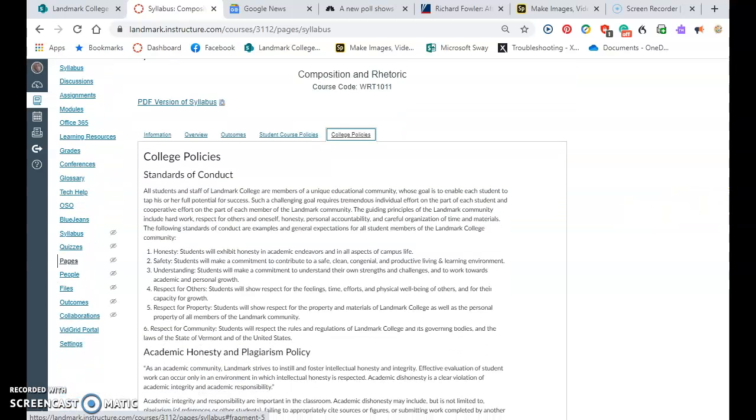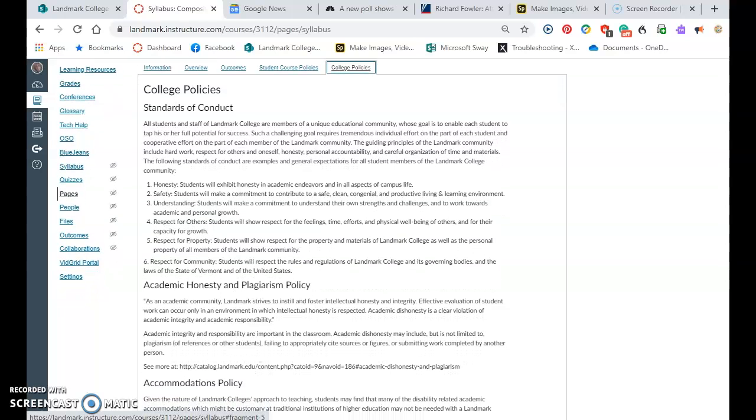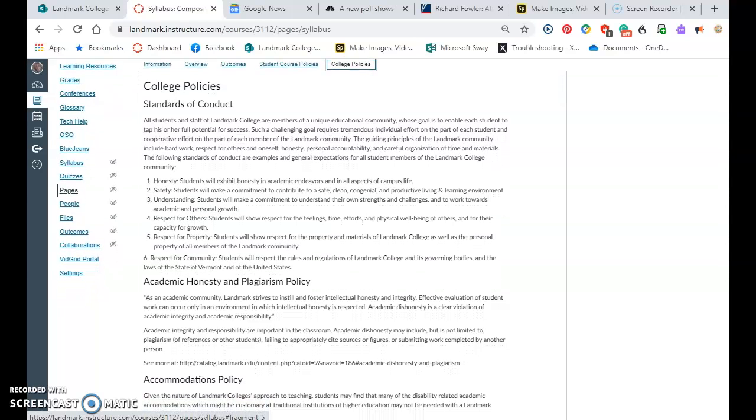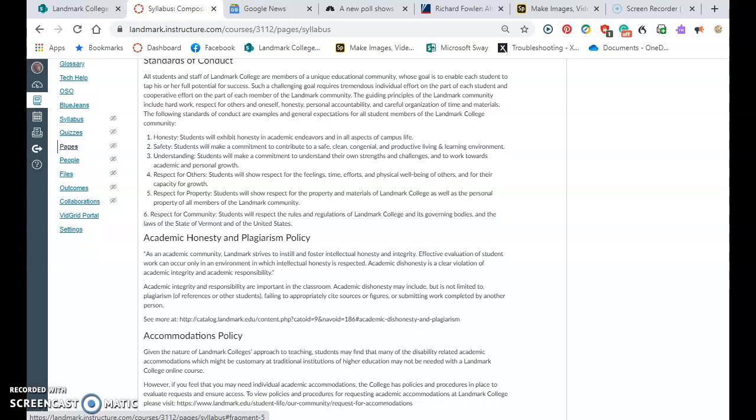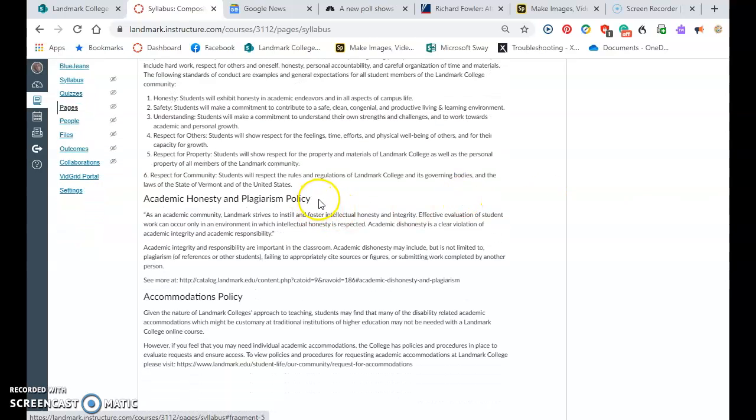College policies, standards of conduct. As usual, we're working on the Rush principles, right? So honesty, safety, respect. This talks about academic honesty and plagiarism. So all of the work that you do for this course is expected to be original.